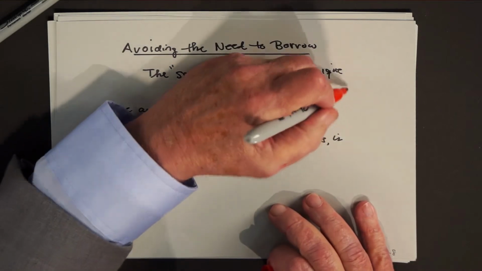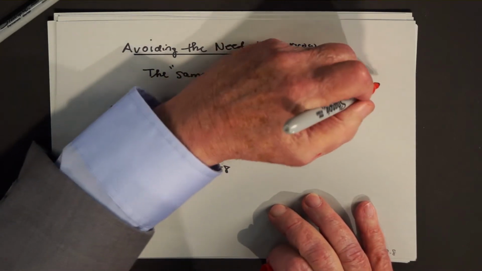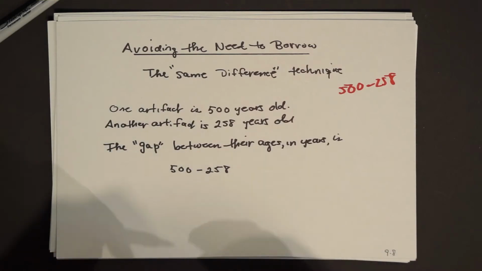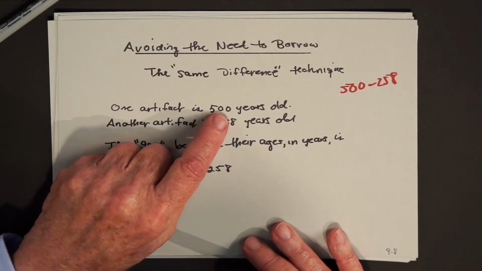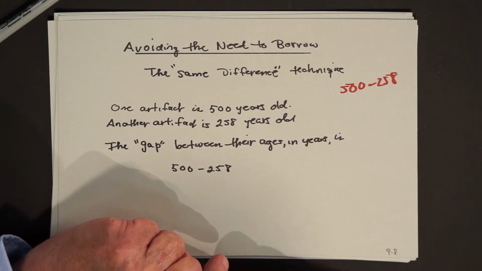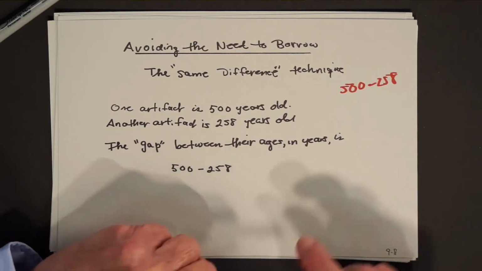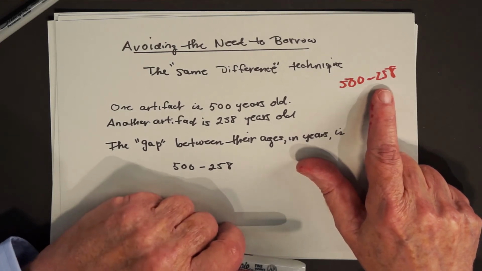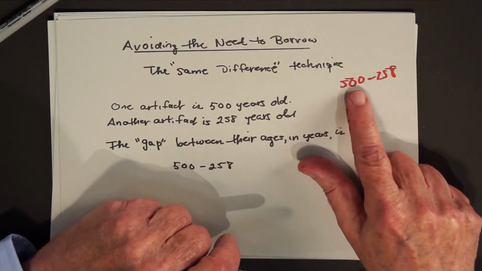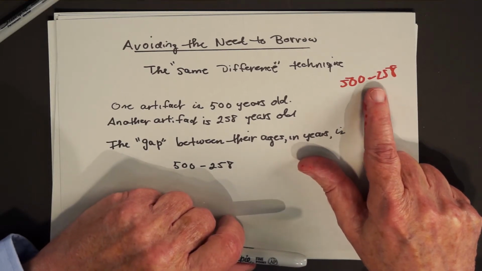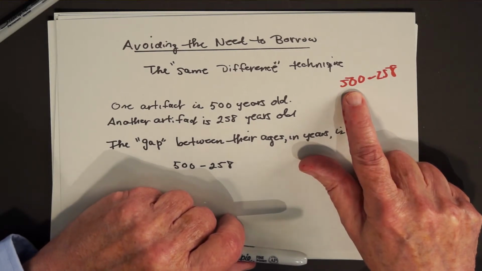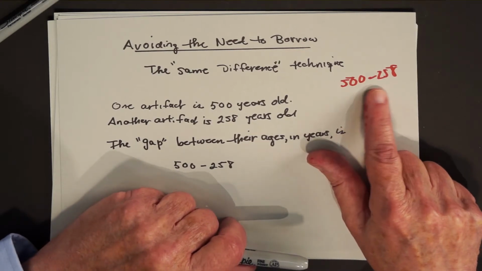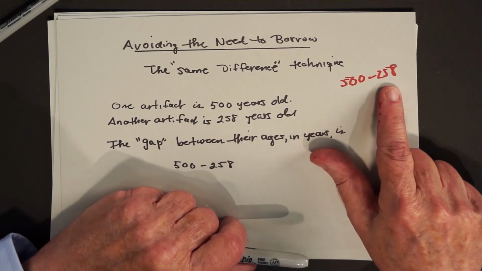The problem we're working on is 500 minus 258. So let's make a word problem out of that. Let's pretend we have 2 historical artifacts, one of which is 500 years old, and the other of which is 258 years old. What's the age difference? The gap between their ages is what you get when you subtract 258 from 500. In other words, when you add on to 258 the amount that it takes to make 500, you're finding the gap between these two numbers, the age difference.